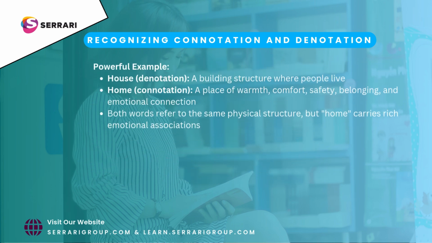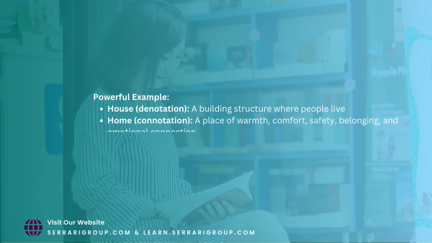Powerful example. House, denotation: a building structure where people live. Home, connotation: a place of warmth, comfort, safety, belonging, and emotional connection. Both words refer to the same physical structure, but home carries rich emotional associations.